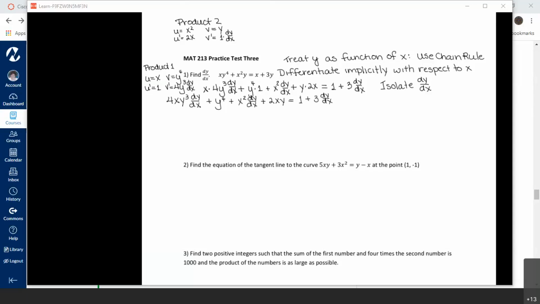Okay, what's nice about this equation is everything's positive. So I don't really need to show the actual subtractions to do the algebra. Anything that winds up on the opposite side of the equation will have a negative sign in front of it, right? So when I move y to the fourth and 2xy over here, they'll have negative signs. When I move the 3 dy dx over here, they'll have a negative sign. Okay, so here's my moving things to opposite sides.